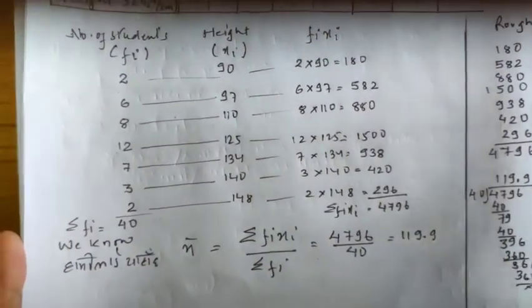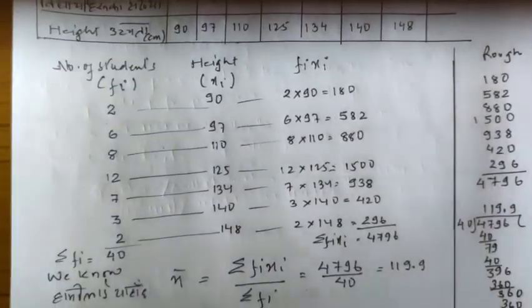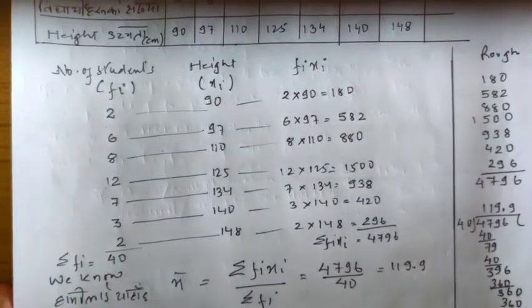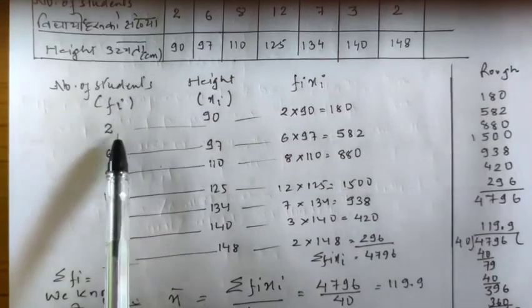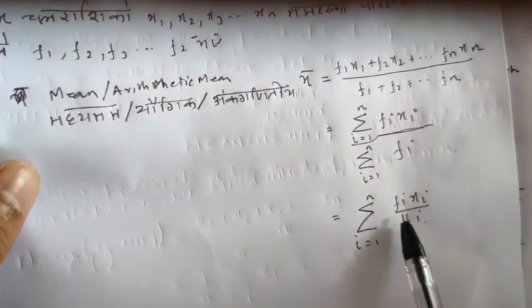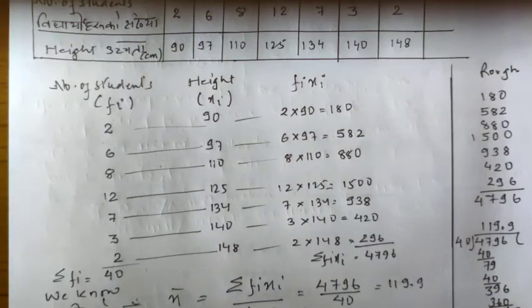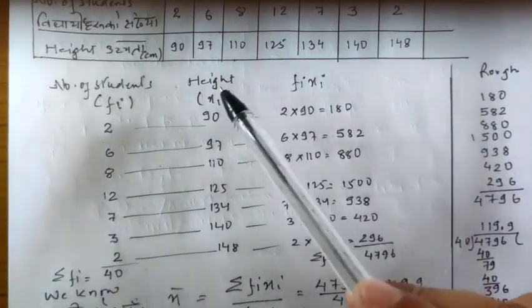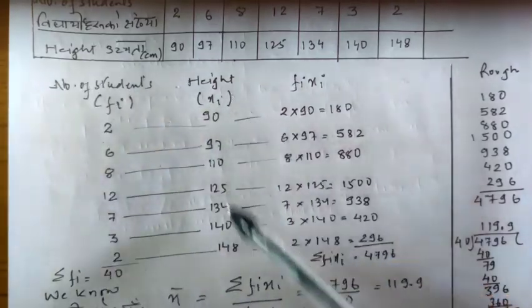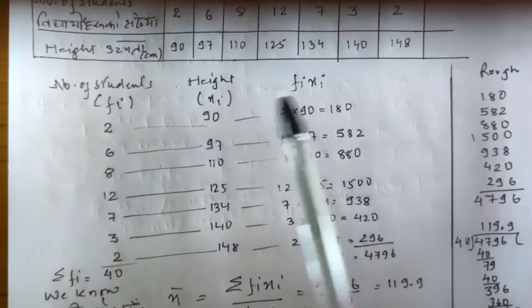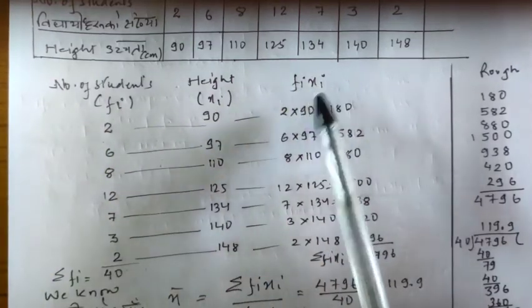Okay, so I've told you number of students will always be a frequency. So number of students under bracket fi, height is given xi. Okay, and then I'll make 3 tables. First table for this, second table for this, and third one for fi xi according to the formula, because I need fi xi. So firstly let's fill up all our frequencies 2 6 8. And then let's fill up the heights. So frequencies will be your fi, your height will be xi. So according to formula I need fi xi. Fi xi means fi into xi.